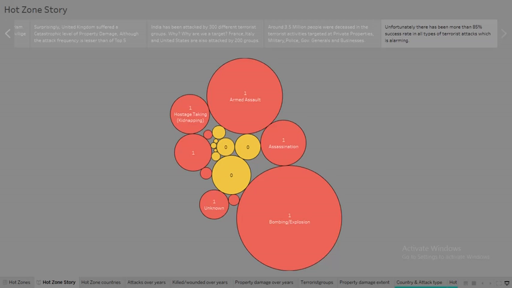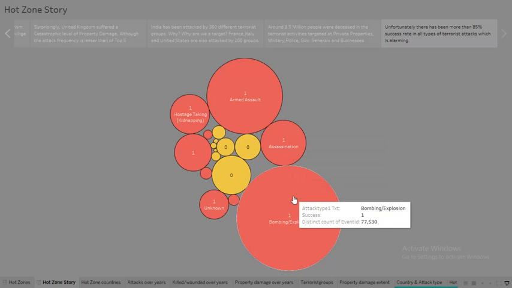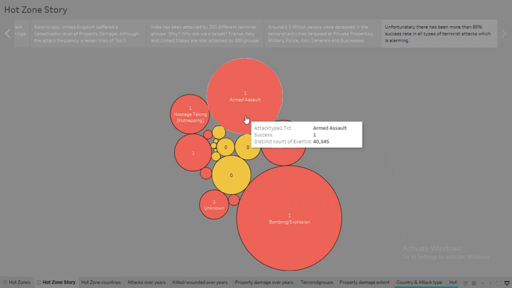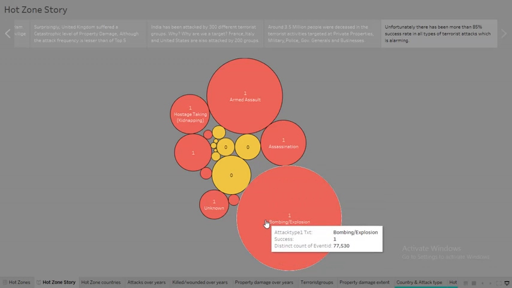So this bubble chart shows the success rate of each type of attack. Unfortunately, due to maybe less intelligence reports or maybe other reasons, these attacks haven't been avoided for around 85% of all the attacks that have happened.